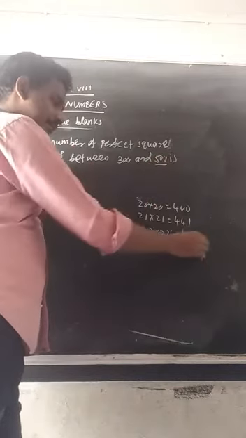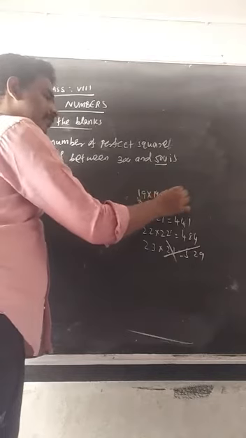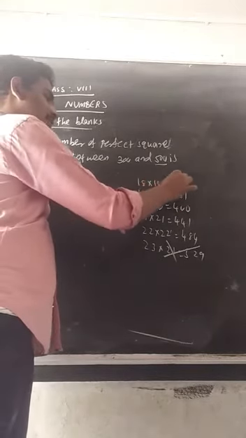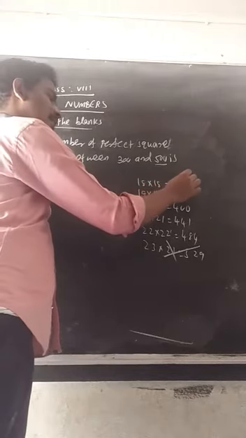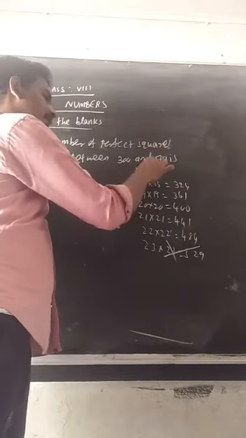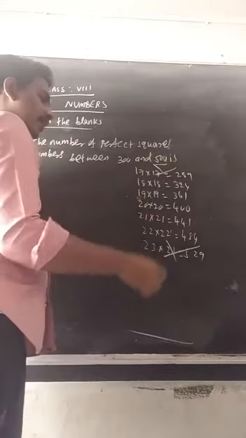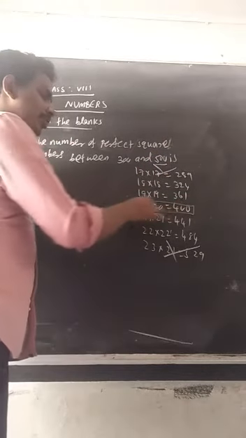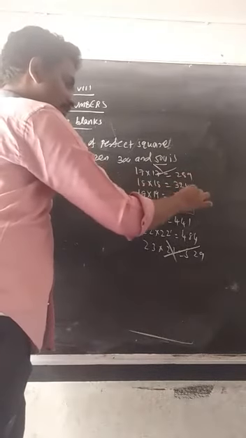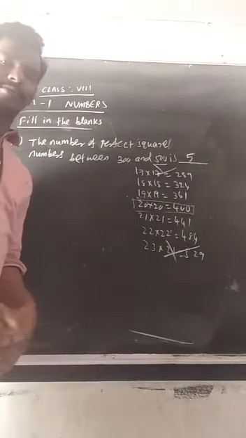But they asked between 300 and 500, so we should not write 529. Next we move to the front. 19 19s are 361. 18 18s are 324. 17 17s are 289. They asked 300, so this will not count. So my target is 20 20s are 400; adding the next and previous numbers, totally 1, 2, 3, 4, 5 numbers I am getting. So the answer is 5. Okay.